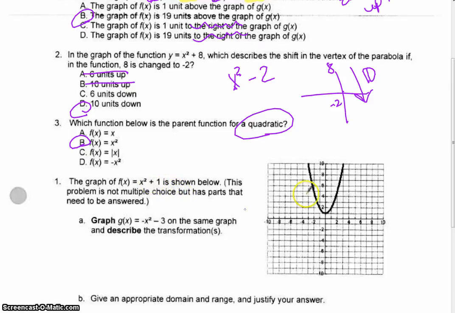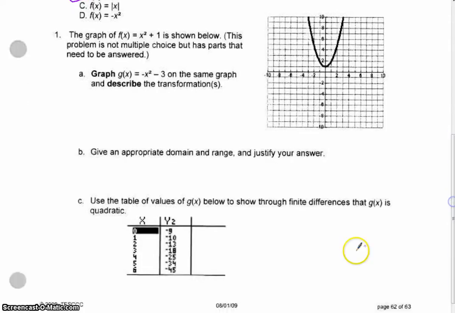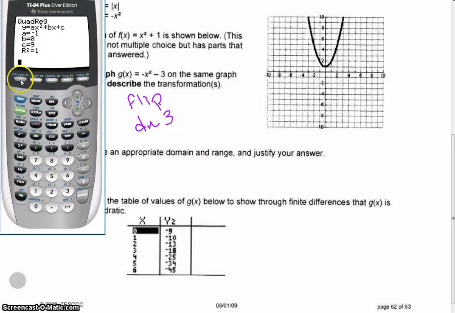And they want us to, first of all, graph negative x squared minus 3 on the same graph, and describe the transformations. Well, let's describe first. That negative is going to make it flip. That minus 3 is going to send it down 3. If you need to put it in your calculator at y equals, that's fine. We're going to have negative x squared minus 3.